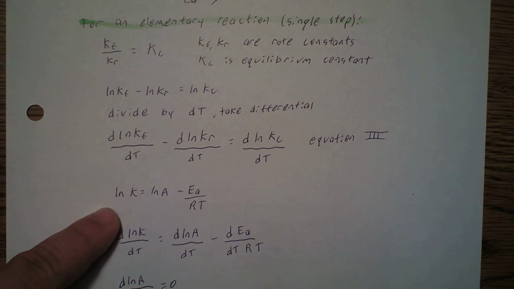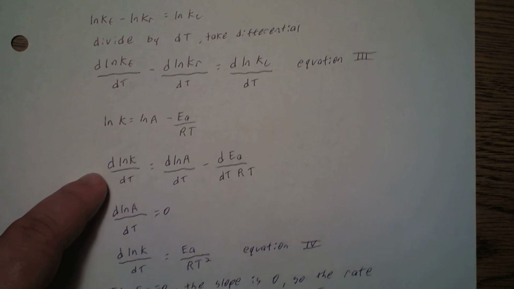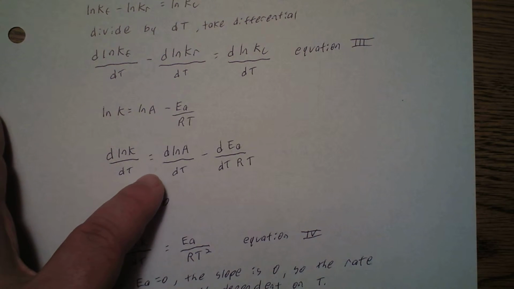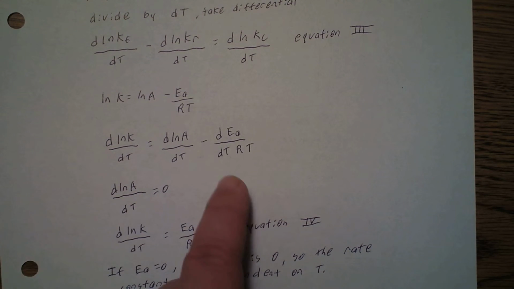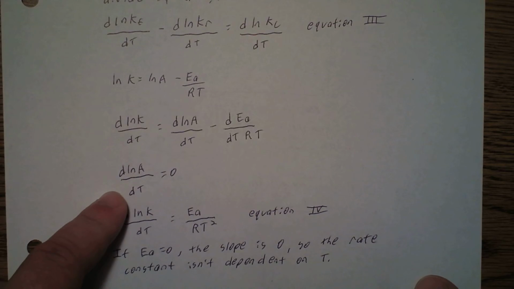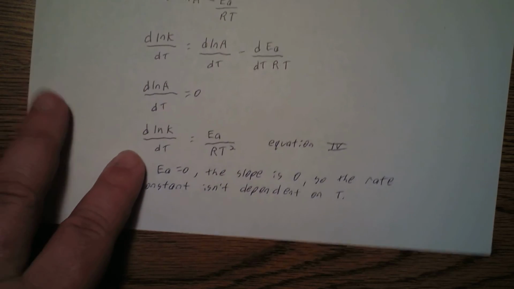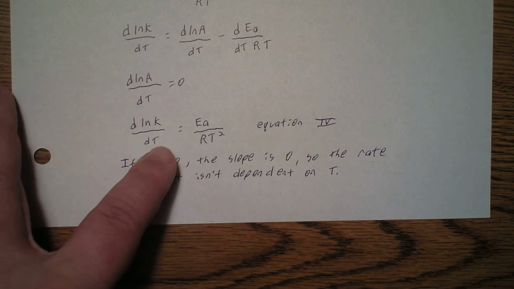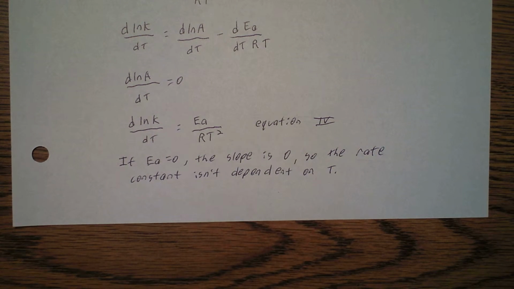So then we have the natural log of K minus the natural log of A is equal to minus Ea over RT. So then we have the derivative of the natural log of K with respect to temperature is equal to the derivative of the natural log of A with respect to temperature plus the derivative of the activation energy term with respect to temperature divided by RT. We're going to say the derivative of the natural log of A with respect to temperature is equal to 0. So the derivative of the natural log of K with respect to temperature is equal to the activation energy divided by R times T squared. We'll call that equation 4.